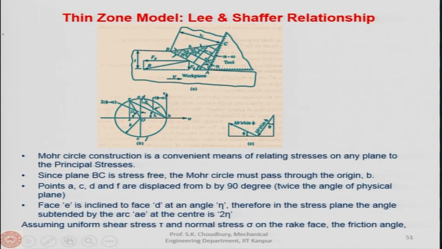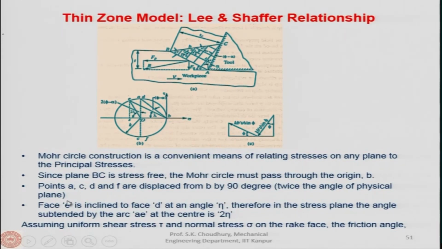So, A, D and C and F will be at a 90 degree displacement from the point B, because you can see that B and these lines are at a 45 degree angle. When it is in the Mohr circle, it will be twice the angle of the physical plane. Physical plane angle is 45 degrees, and in the Mohr circle it will be 90 degrees, twice this. So, this is displaced by 90 degrees from the point B. Point B is the BC plane.